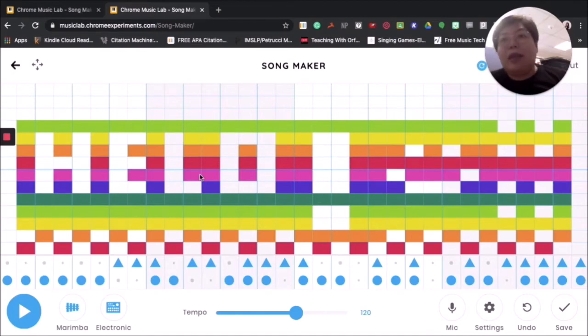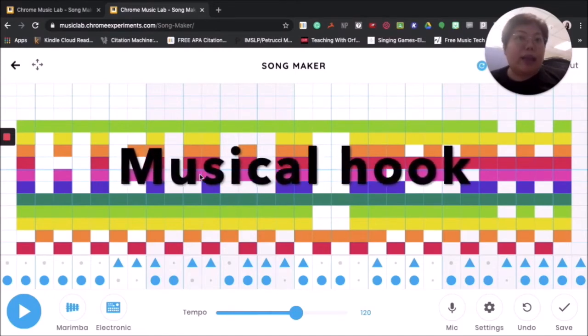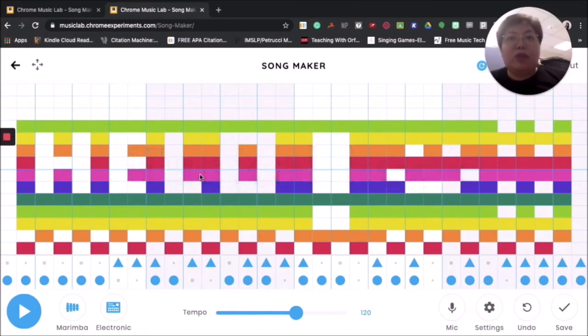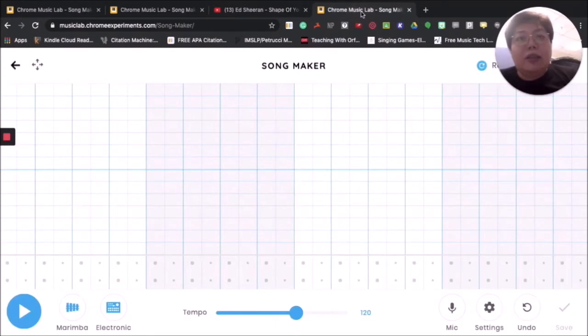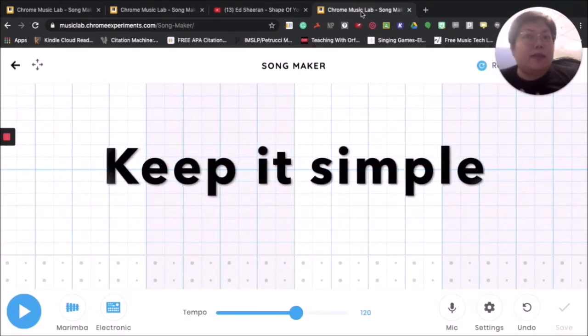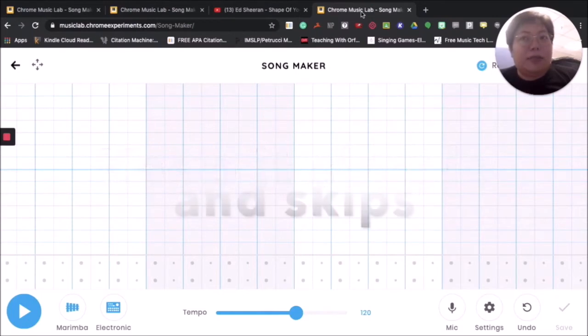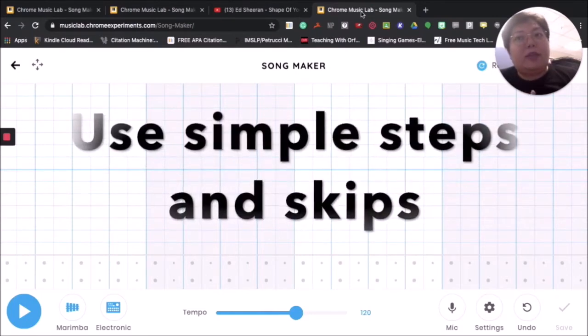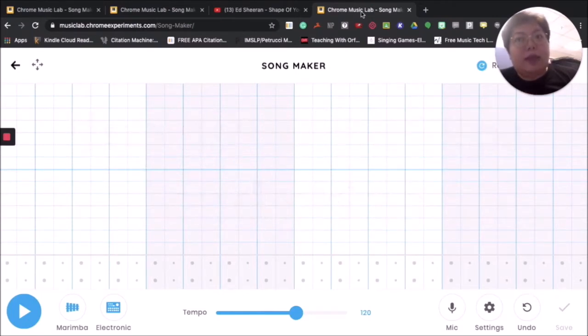Okay? And during the songwriting process, you also need a hook. A musical hook is like a catchy tune that reminds you of the song. So let's have a listen to this popular song, Shape of You. Using the steps that we've mentioned just now: keep it simple, using simple patterns, and using simple steps and skips.